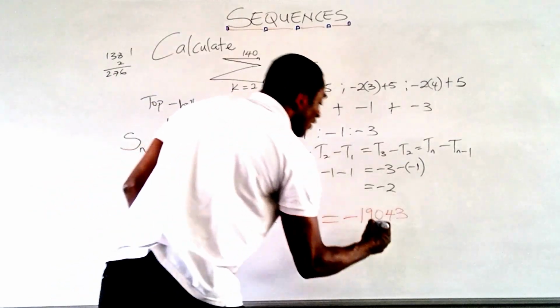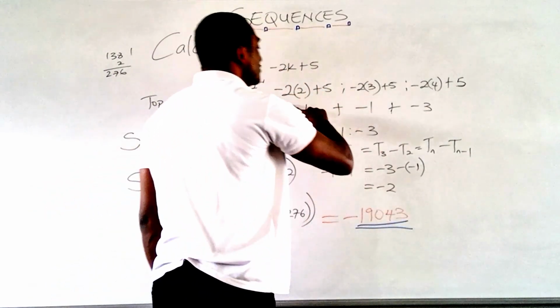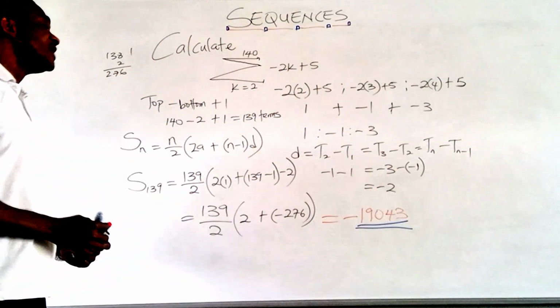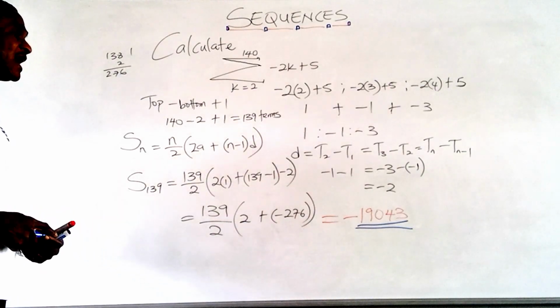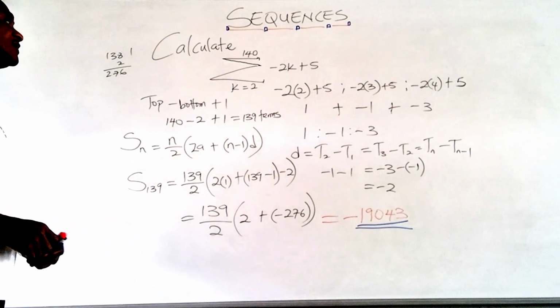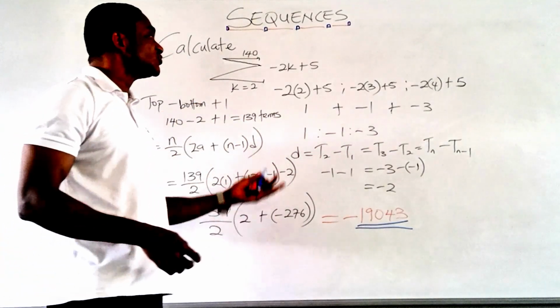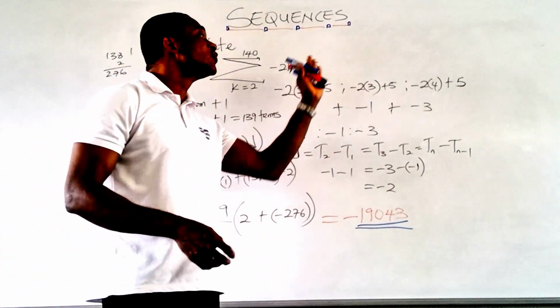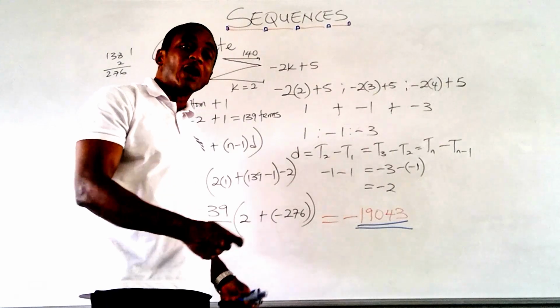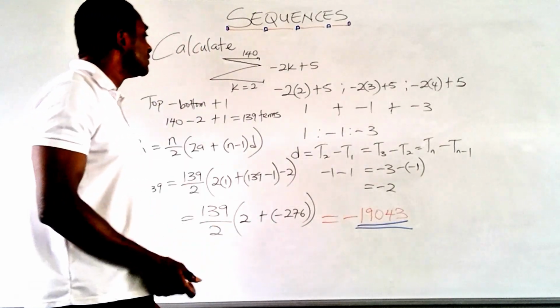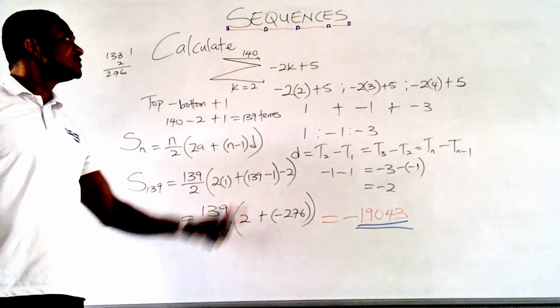So when we add up all these numbers, it will sum up to negative 19,043. So we can use this approach to solve this problem without having to go through all of them one by one. This is the solution to this problem.